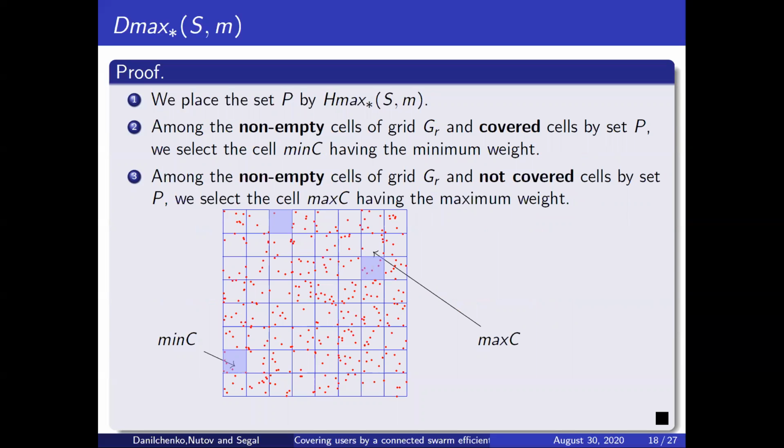Next, among all non-empty cells not covered by set P, we find the cell having maximum weight and denote this cell as max C, this one. And among cells covered by P, we find the cell with minimal weight and denote this cell as min C, this one. The main idea of our dynamic solution is, after each change in set S, to check if max C can replace min C. In order to do that, we must know the weight of these two cells. Note that min C and max C are two pointers to the grid cells and they may change after each update in the set S.